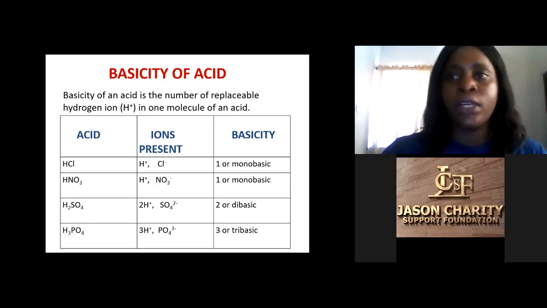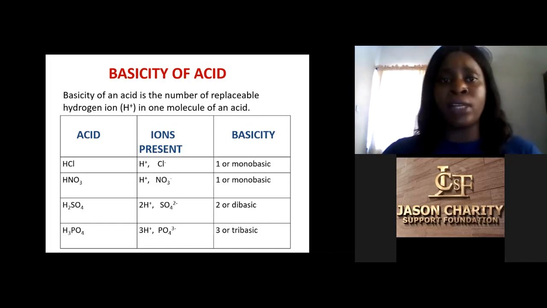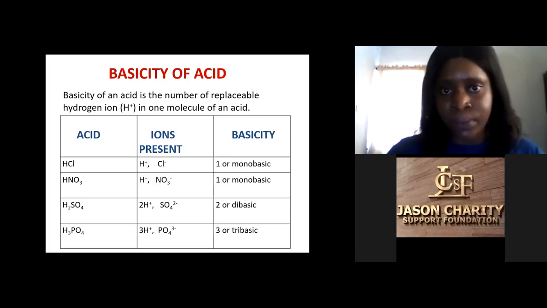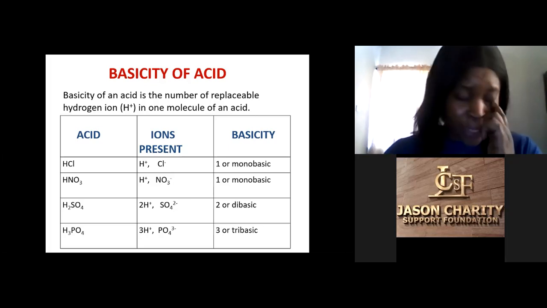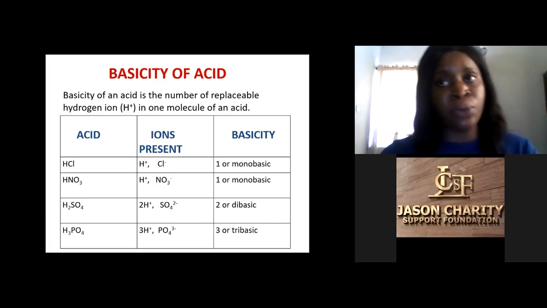Now, how do we obtain the number of replaceable hydrogen? That can be obtained from the number of hydrogen ions that are formed after a particular acid undergoes dissociation or ionization. Don't forget that ethanoic acid, despite having 4 hydrogens, only one is being ionized. So don't forget that.